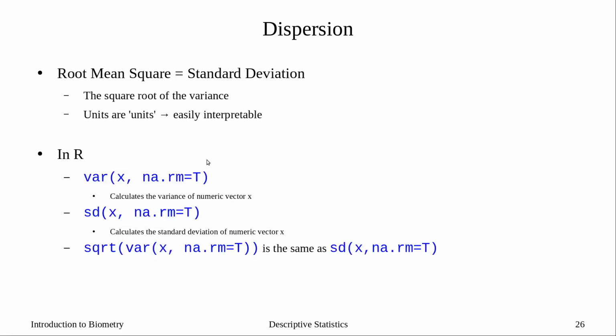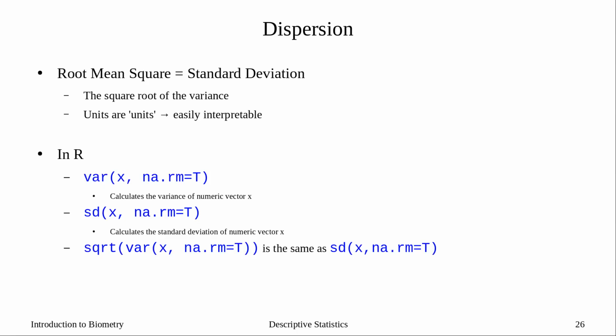So in R, these values are pretty easy. If we wanted to calculate the variance, it's just var for variance, and we give it a numeric vector. Just like with our other functions, we can specify na.rm equals T to remove missing data before running the calculation. Standard deviation can be calculated by taking the square root of our variance, which is more typing, or we can do sd of our vector, and also we have na.rm equals T. So var gives us the variance, sd gives us the standard deviation.